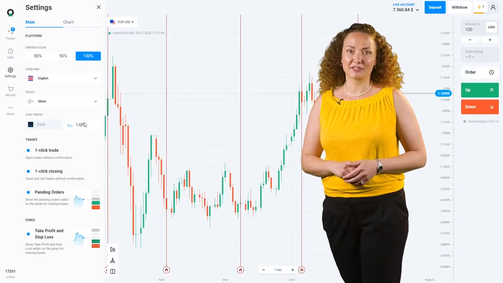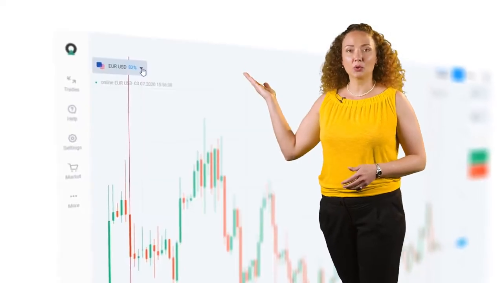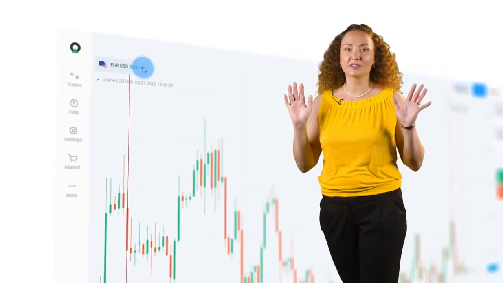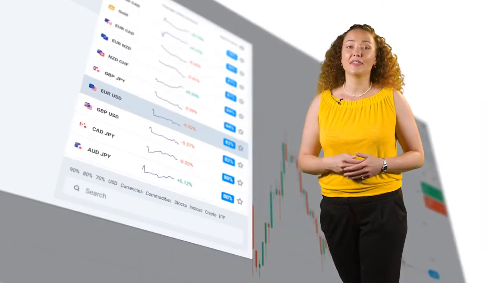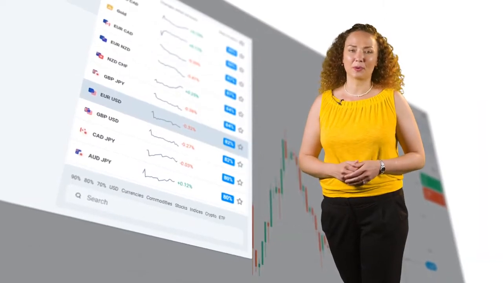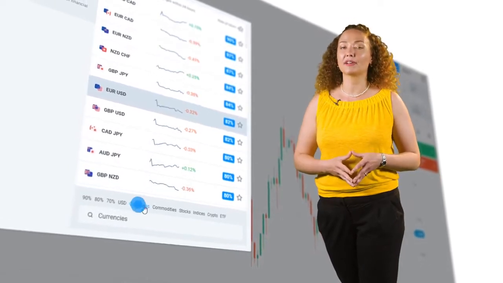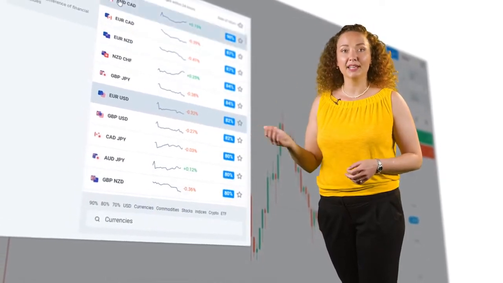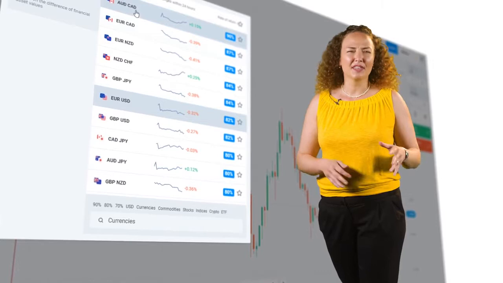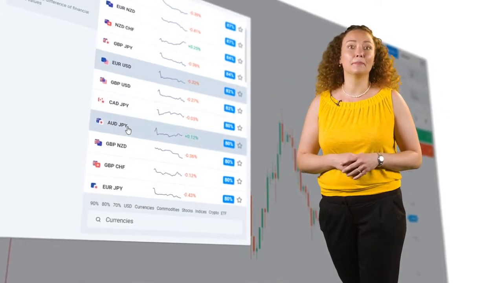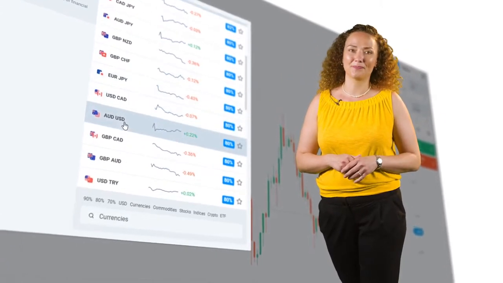First, let's talk about different assets. Here in the upper left corner is where you will find all the different assets or financial instruments that you can trade on the Olymp Trade platform. You can choose to trade different cross-currency pairs, which is a comparison of how much one country's currency is worth compared to the other. There are a lot of different countries and mixed cross-currencies to choose from.